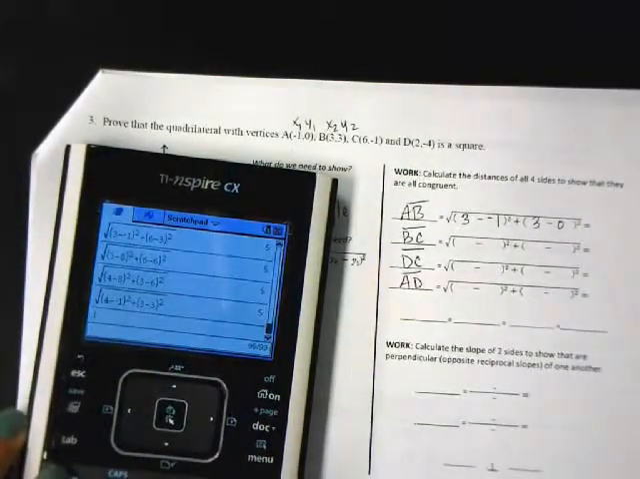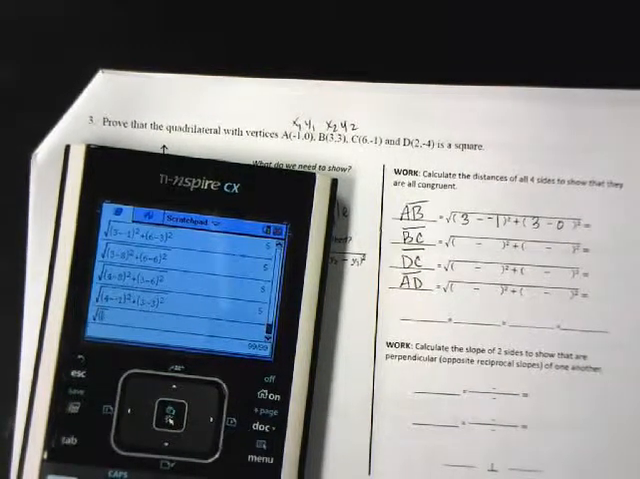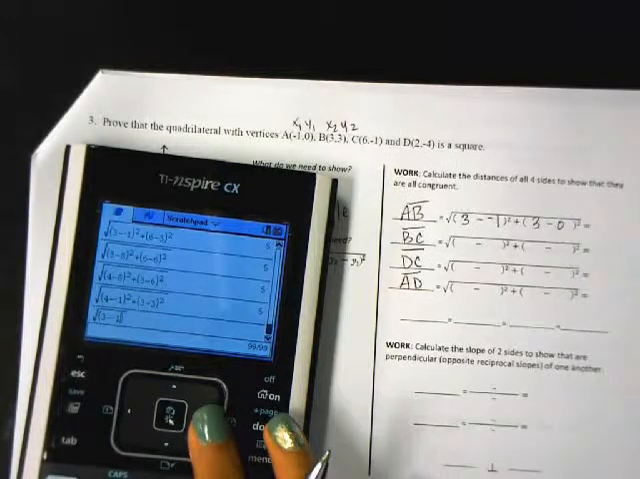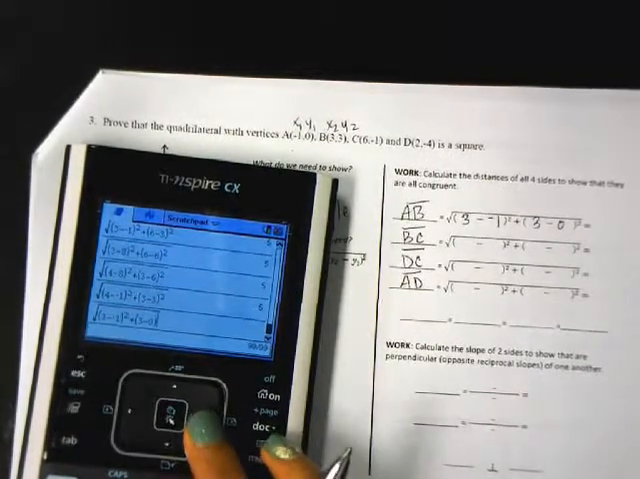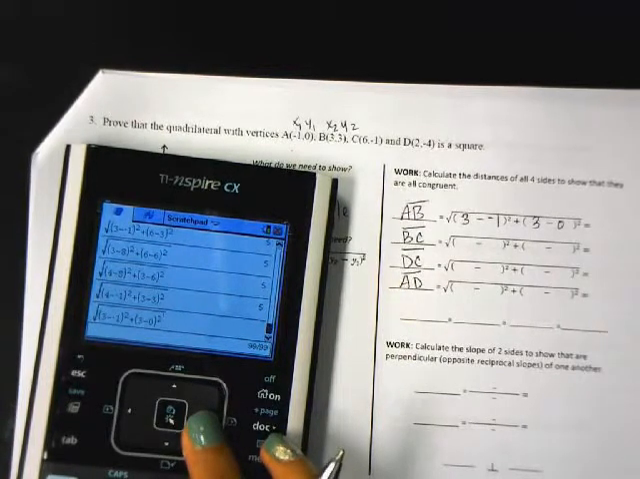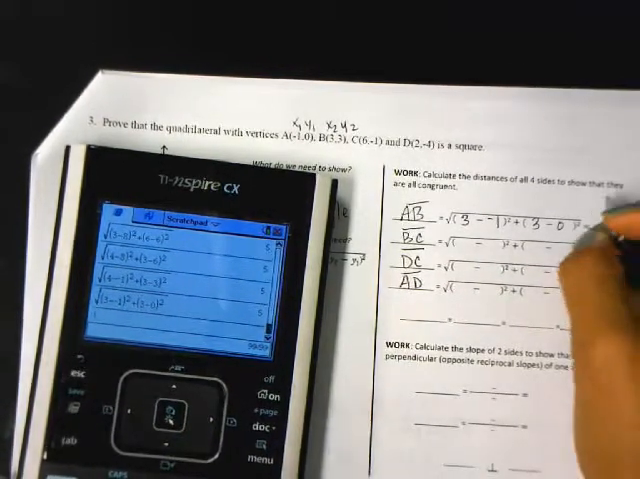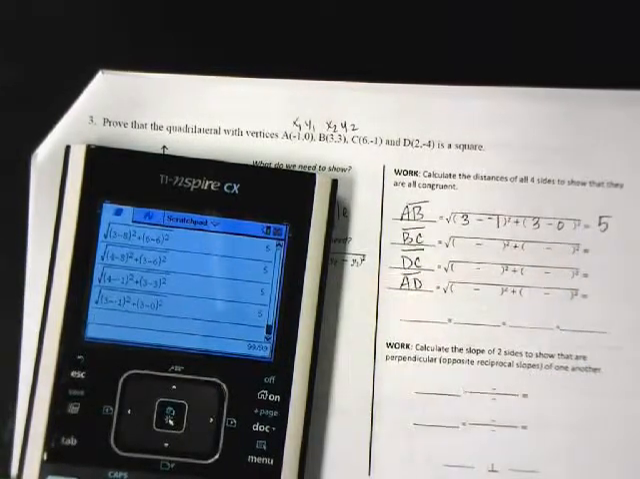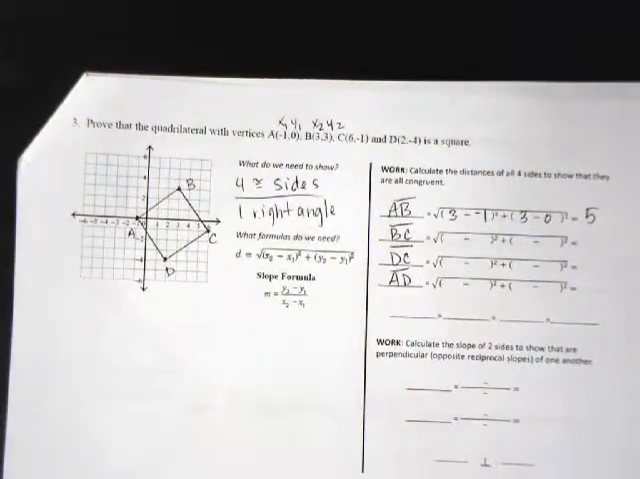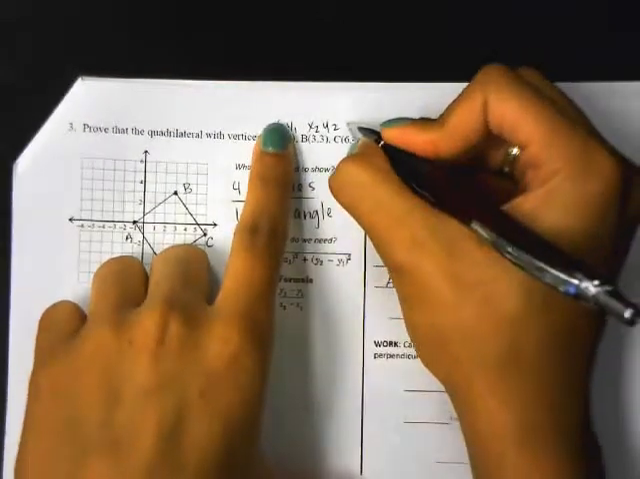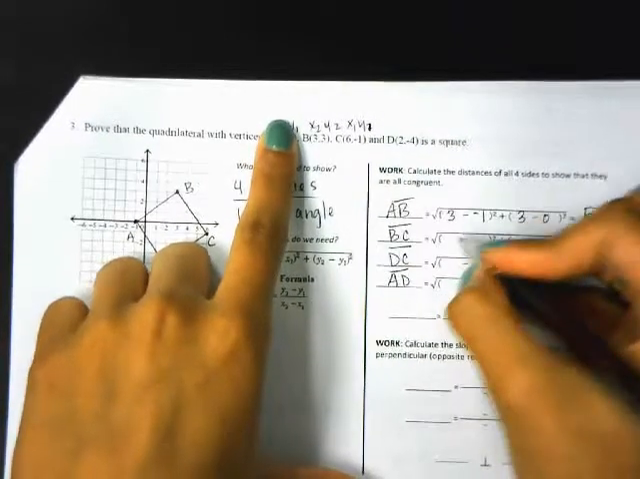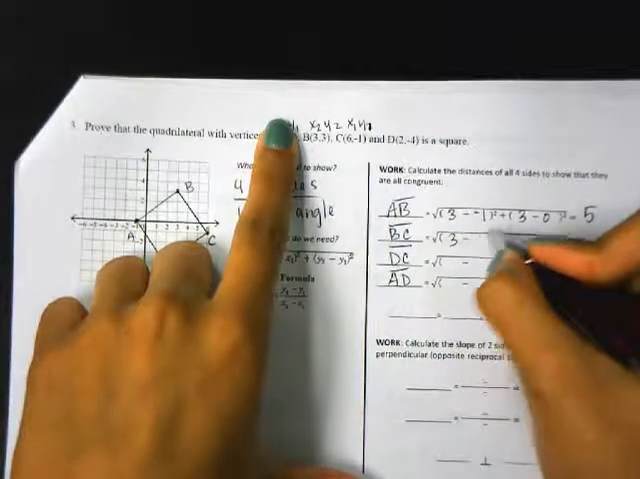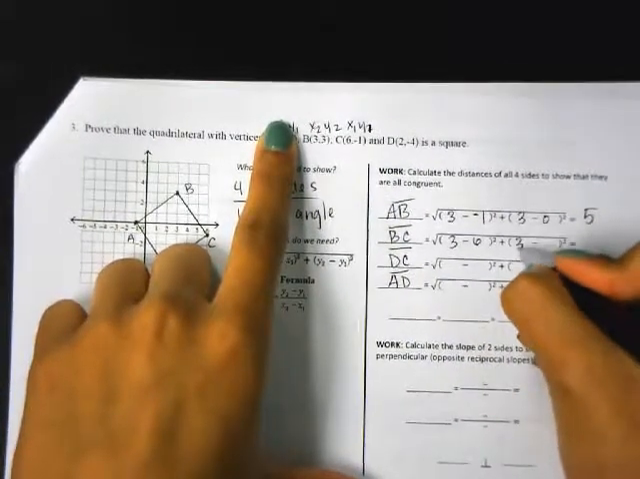Okay, side BC, let's label this as x1 and y1. So x2, 3 minus x1, 6. y2, 3 minus y1, -1. Square root, parentheses, 3 minus 6, go to the right once, square that, plus another set of parentheses, 3, take away -1, square that, plus, go to the right once, hit enter, and I got 5 again.